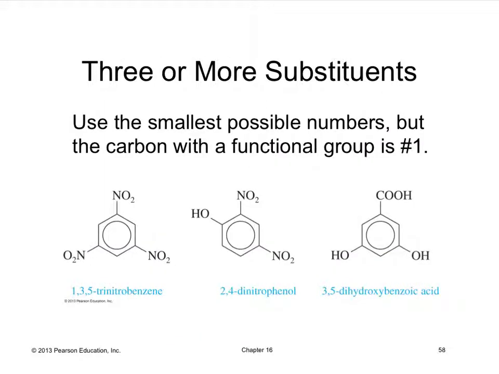When you have 3 or more substituents, you want to use as small numbers as possible, but the carbon with the functional group is listed as number 1. In this case, these are all the same substituents, so you can start anywhere. So it would be 1, 3, 5, trinitrobenzene. And here, the parent is a phenol, so this would be 1, and so it would be 2,4-dinitrophenol. The parent here would be the benzoic acid, so then it would be 3,5-dihydroxybenzoic acid.